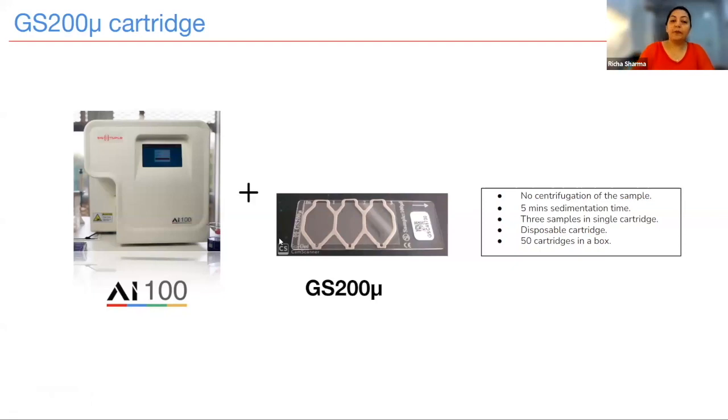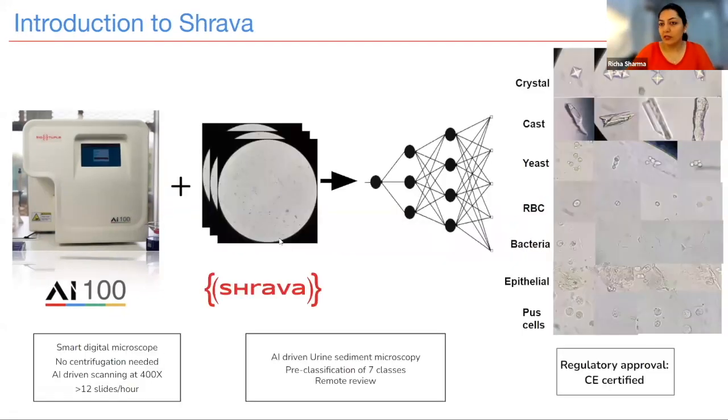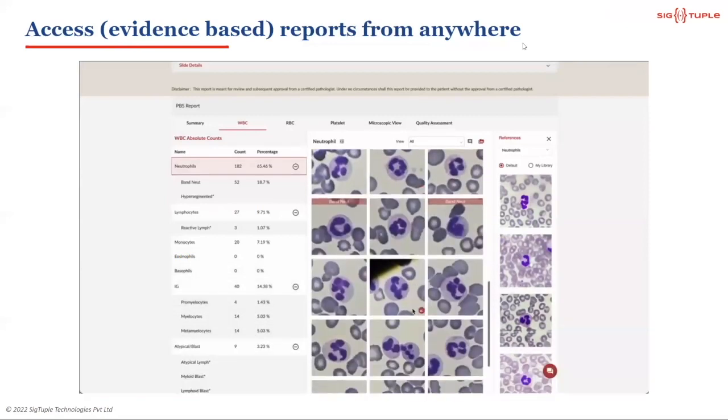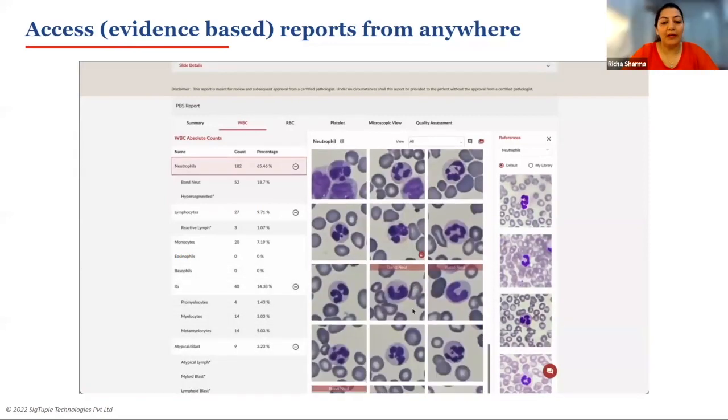The device then processes it through various artificial intelligence algorithms and gives us a 7-class review. That is, it gives a microscopic review of urine. So this is how the report looks on the platform that is available for us to review.